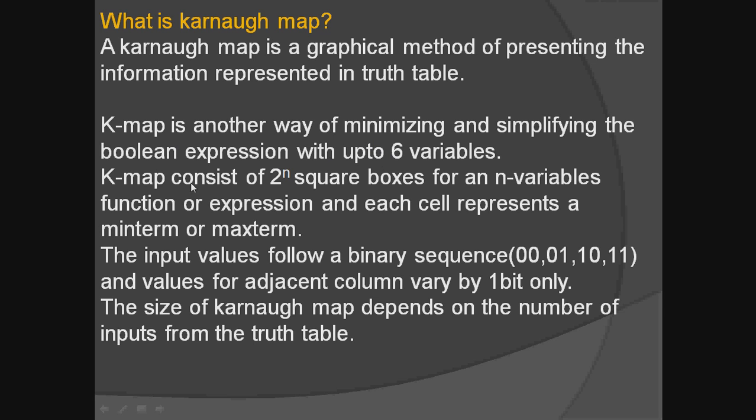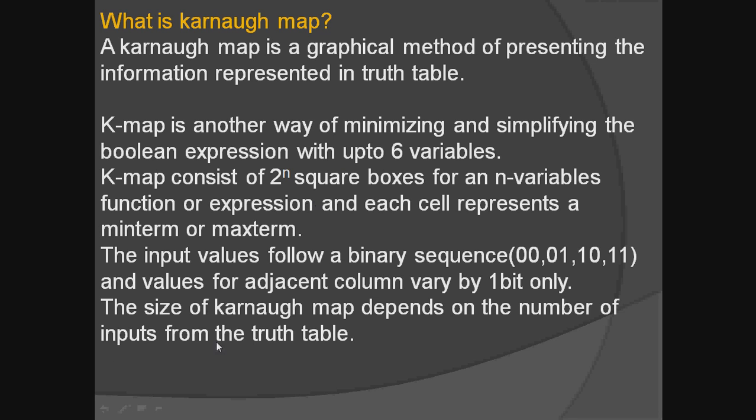6 variables. So now a K-map or Karnaugh map consists of 2 to the power n square boxes for an n variable function or expression. So that means if you have 3 variables, you can have 2 to the power 3, or 8 square boxes or cells, and each cell can represent either a min term or max term. So we'll be discussing the min term cells in this video.